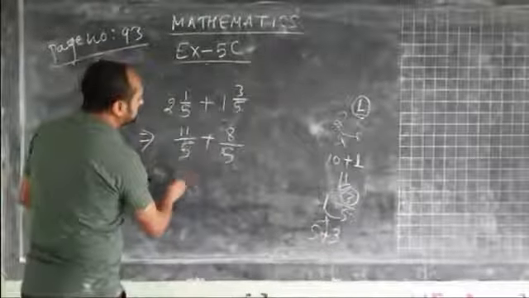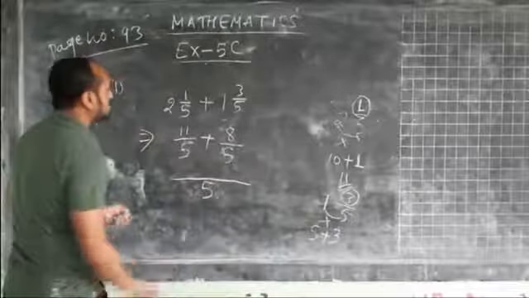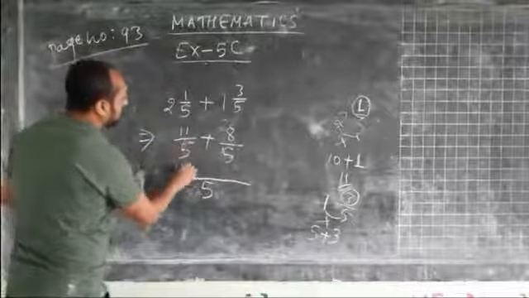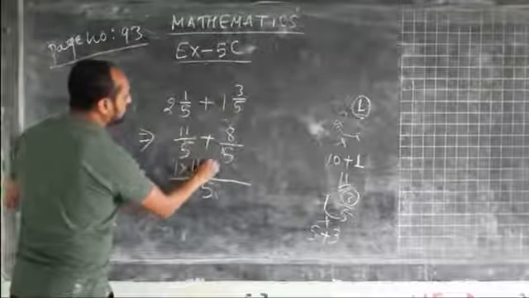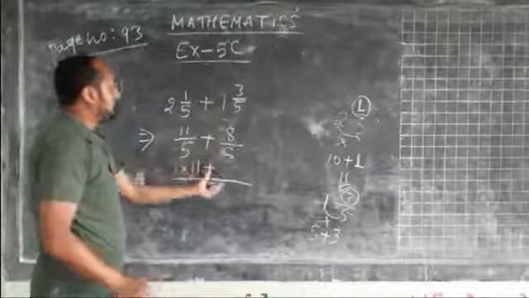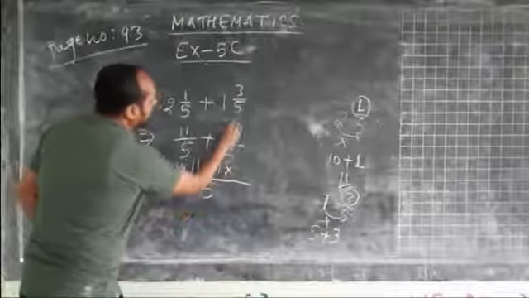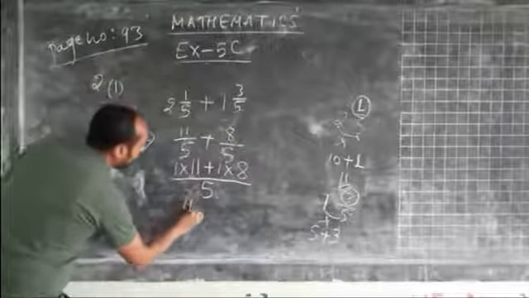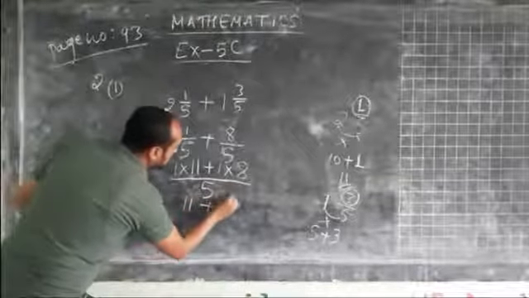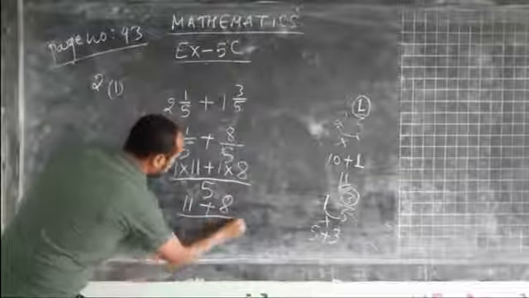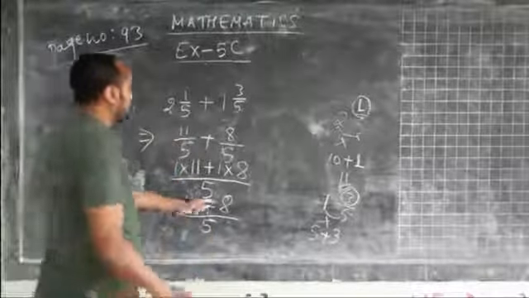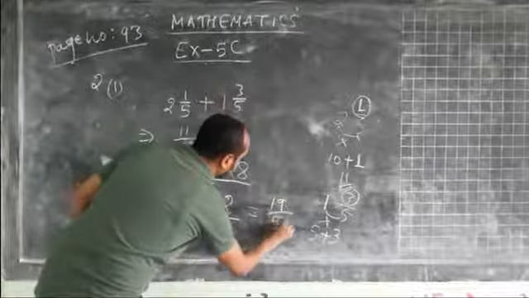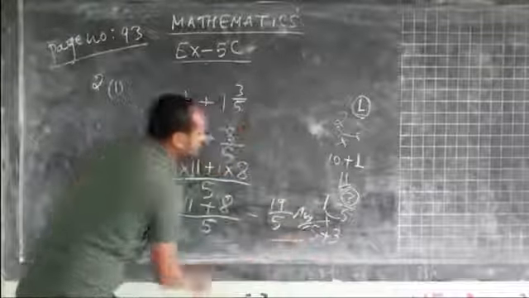So both are like terms, LCM will be 5. So what we'll do is again divide this 5 by 5. So 5 1s are 5 into whatever we have, we'll write 11, plus again we'll divide this 5 by 5. So 5 1s are 5 into we have here 8. So 11 1s are 11 plus 8 1s are 8, divided by 5. So 11 plus 8 we have 19. 19 by 5. So this is your answer.